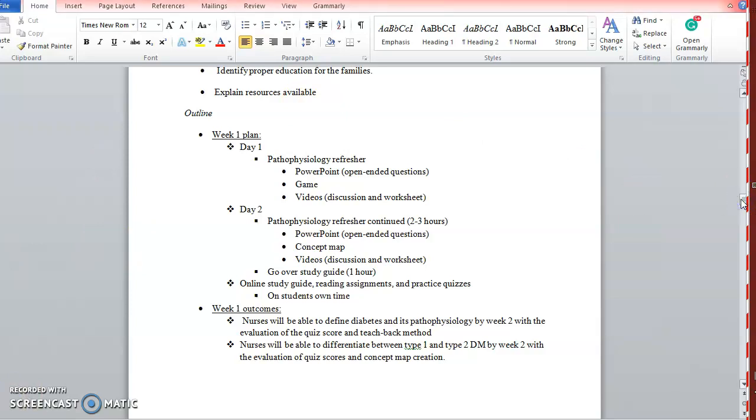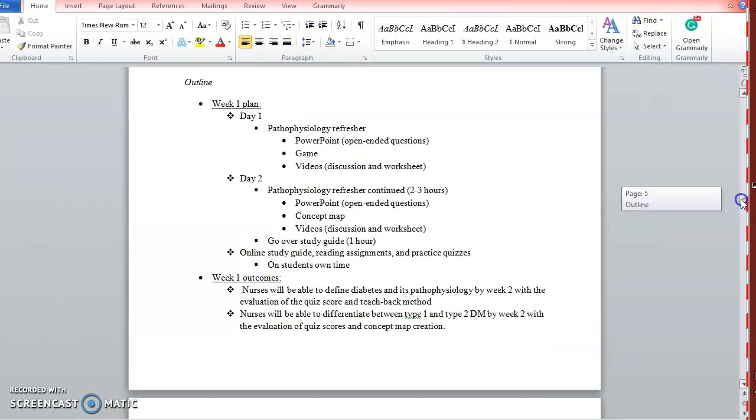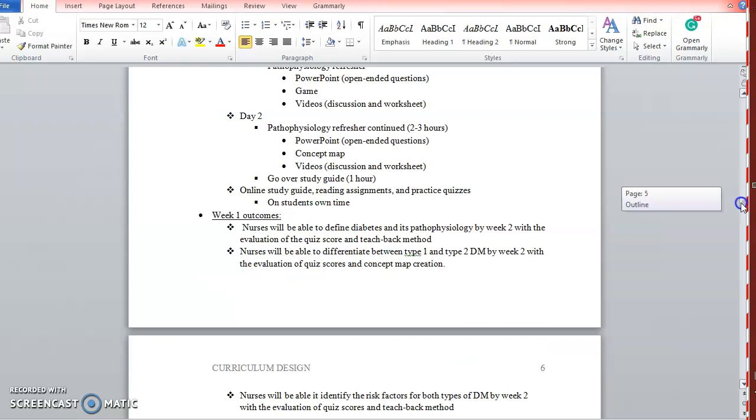Every week I also have online study guides, reading assignments, and practice quizzes for them, so they can do it on their own time. And it's not mandatory, it's just if they want to. And then I list my outcomes for each week. Mainly the outcomes just focus on what my topic is. Like this week is patho stuff.